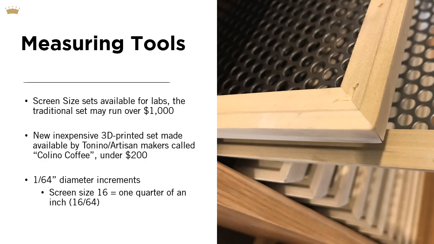The folks that make Tonino and Artisan, the roast logging software, have recently released a device called Colino Coffee. It's 3D printed using sustainable materials, and the cost before shipping is a little under $200, which is pretty impressive. It makes that barrier to entry a lot lower. The size of the screen is significantly smaller, which can affect the accuracy, but you can always do multiple passes.